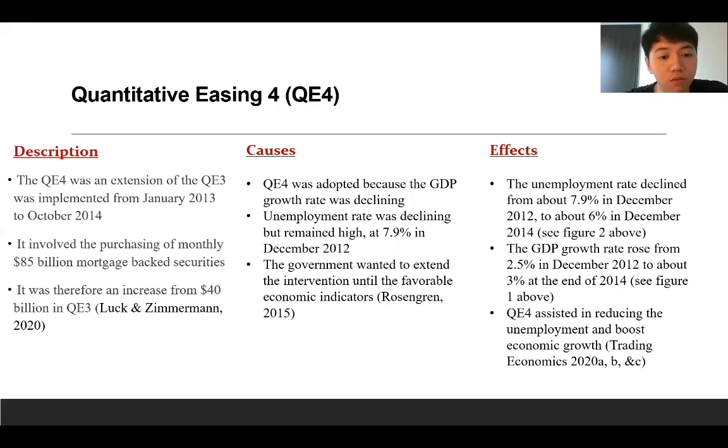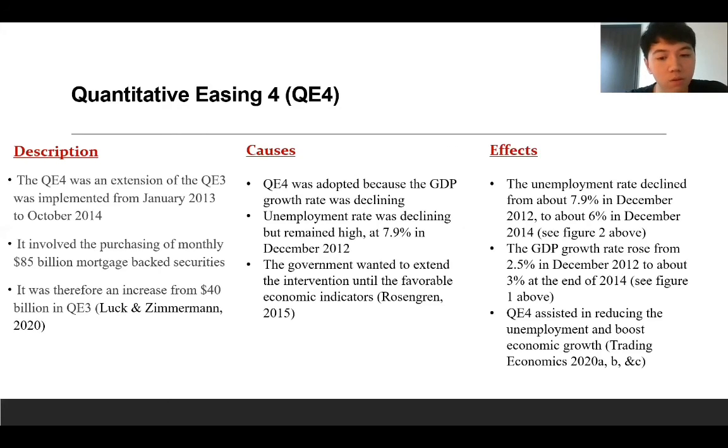And the QE4 was an extension of the QE3, running from January 2013 and ending in October 2014. The program involved the purchasing of $85 billion in mortgage-backed security monthly, an increase from $40 billion in QE3. The first reason why the QE4 was adopted is that although the GDP was growing, the growth rate was declining. In December 2012, the growth rate was 2.5%, down from 2.9% at the start of the year. Secondly, although the unemployment rate was declining, it remained relatively high at 7.9% in December 2012.